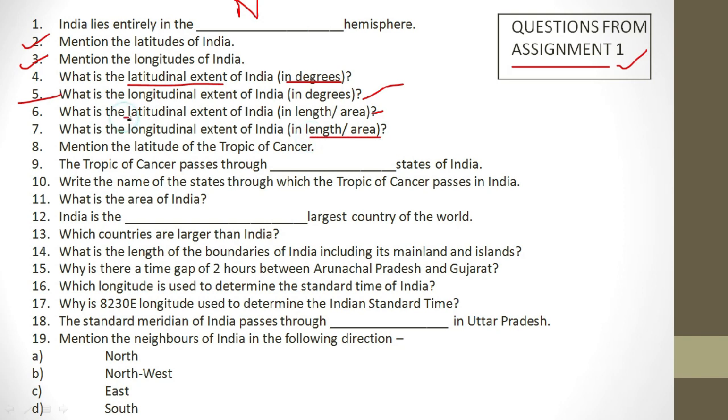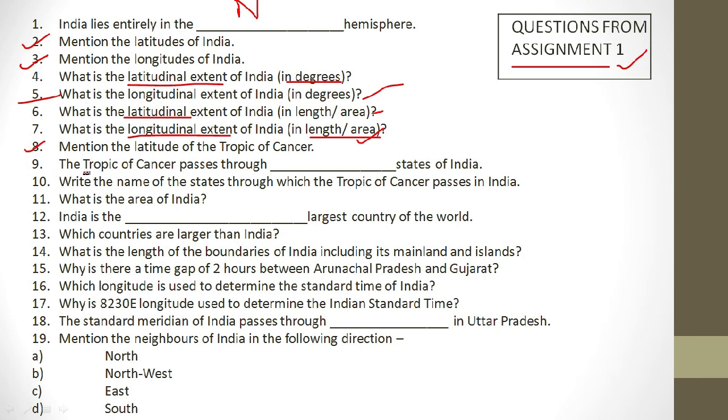If you remember students, precisely what is the longitudinal extent of India in length or area? So here it asked in the question 6 about the latitudinal extent. Now it's asking about the longitudinal extent again in area. So it's 2933 kilometers. Mention the latitude of Tropic of Cancer. It's 23 degrees 30 minutes north.